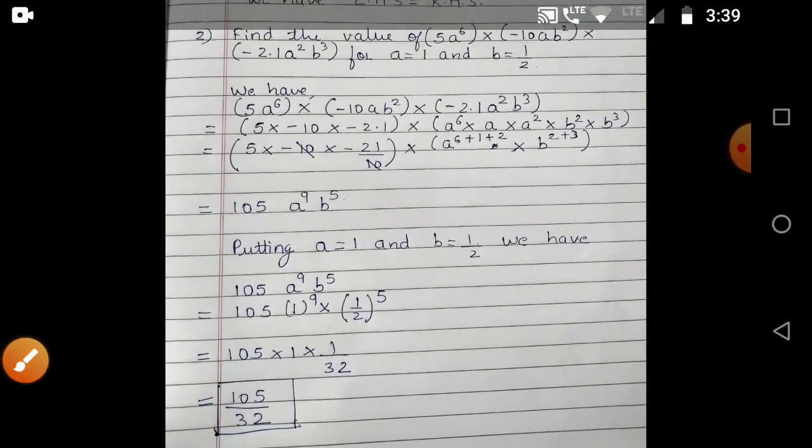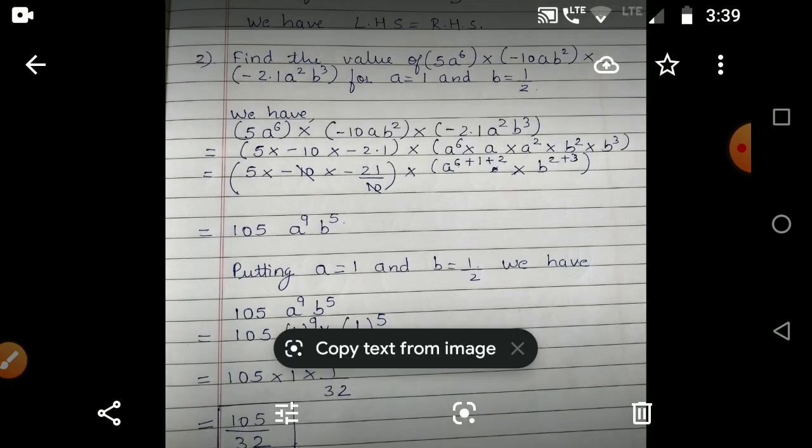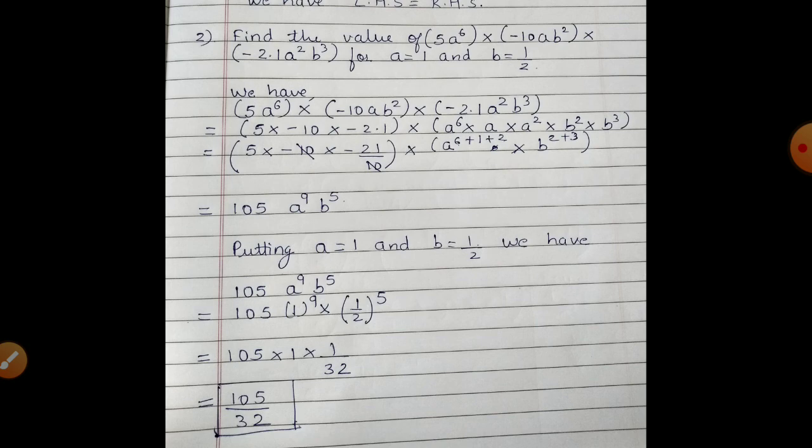So this is how we solve such equations from the chapter Algebraic Expressions of grade 8. I hope how to solve this sum is clear to you. If you have any doubt, please mention it in the comments.